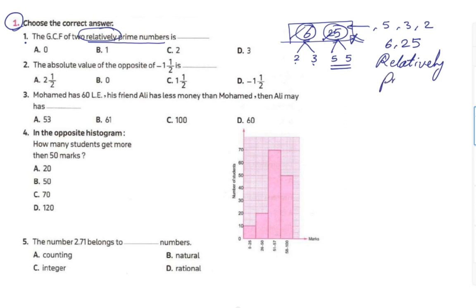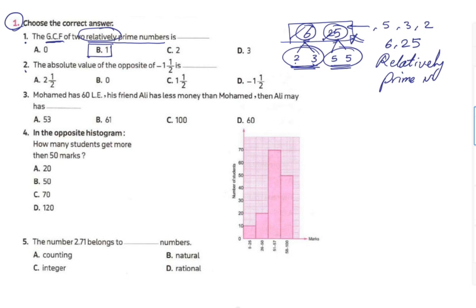Relatively prime numbers, not just prime numbers. Again, because there is no common factor between 6 and 25. But we know that 1 is a common factor for all numbers. So there is no common factor between the relatively prime numbers except 1. 1 is the only common factor. Of course, it's the only greatest common factor.